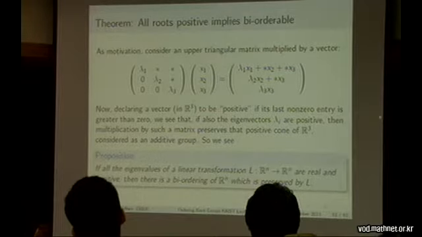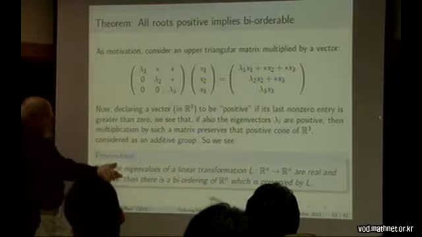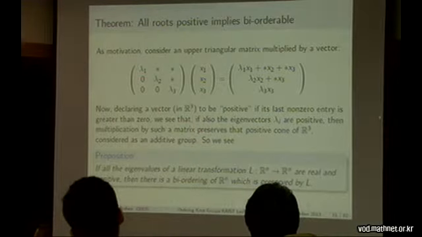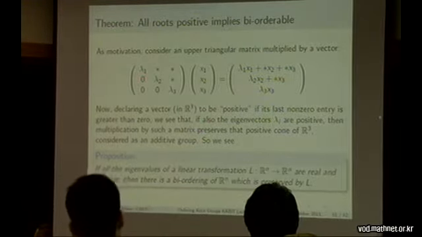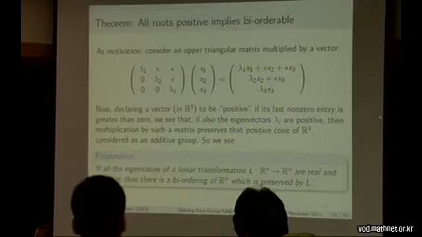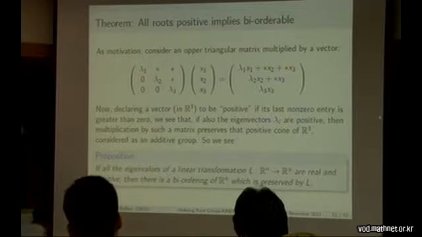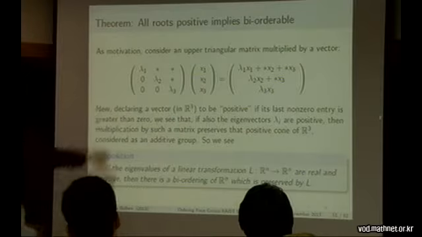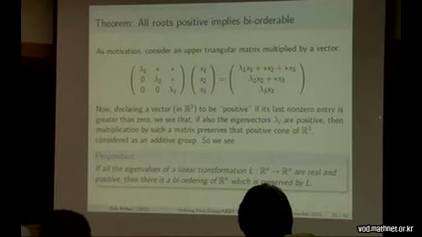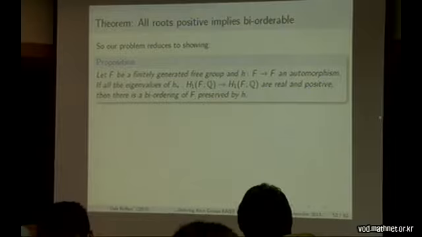So more generally, if you have a linear transformation, all of its eigenvalues are positive. So this L is a linear map from Rn to itself. If the eigenvalues are real and positive, then you can biorder Rn to be invariant under L. It's essentially this proof. You can use Jordan canonical form or whatever. You can conjugate it to an upper triangular matrix with eigenvalues on the diagonal, and then order it in such a way. So you choose a basis of eigenvectors, and then lexicographically order in reverse lex order, basically.